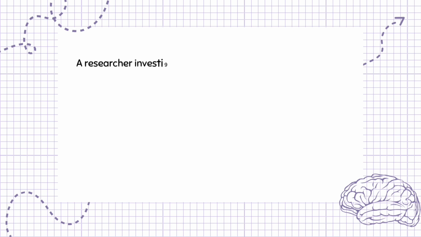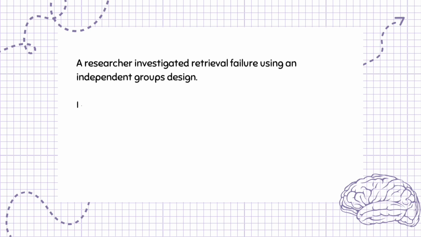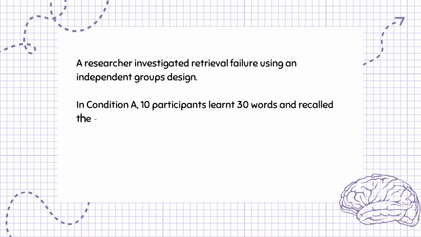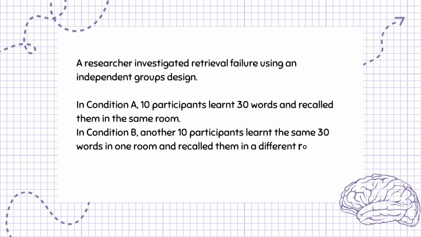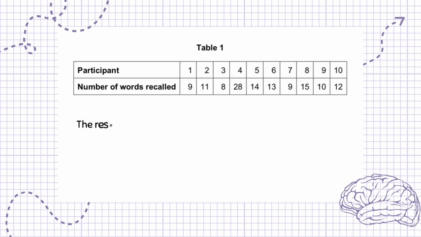A researcher investigated retrieval failure using an independent groups design. In condition A, 10 participants learnt 30 words and recalled them in the same room. In condition B, another 10 participants learnt the same 30 words in one room and recalled them in a different room. The results for condition B are shown below. Table 1. The researcher decided to use the mean to analyze the results.